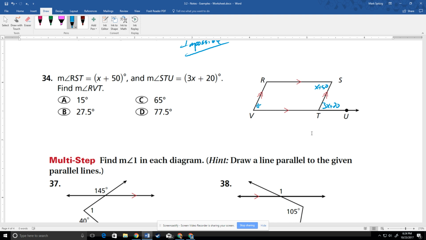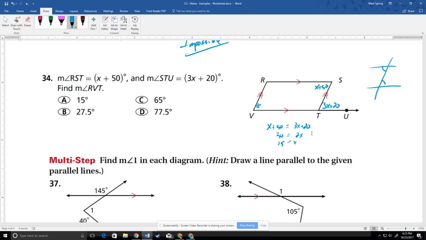Okay. A couple ways to sort of go about this. I hopefully see that we have parallel lines, and that's a transversal here. So I'm thinking, okay, we have this situation going on where this is x plus 50 and this is 3x plus 20. I'm thinking, oh, those are alternate interior angles, therefore they're congruent, so I can find x. That's a good start. So we'll say x plus 50 equals 3x plus 20. So we get 2x equals 30. So x equals 15. Okay, so that's good.